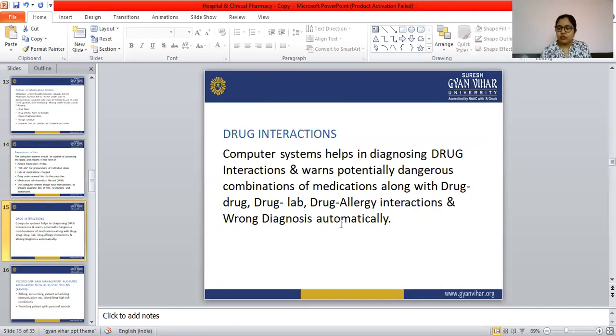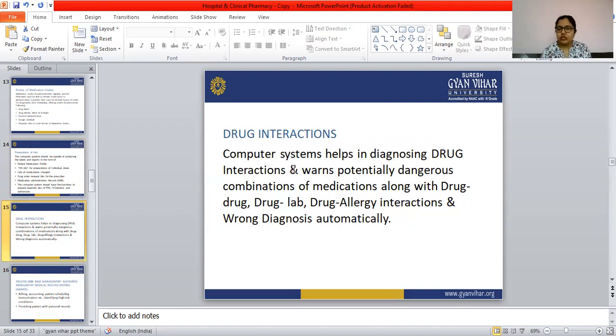So what does this computer do? The computer system can help in diagnosing drug interactions. The computer system contains software in which all the drug interaction databases are available. With the help of that software, the computer system can help in diagnosing drug interactions and warns of potentially dangerous combinations of medications, along with drug-lab interactions, drug allergy interactions, and wrong diagnoses, automatically.